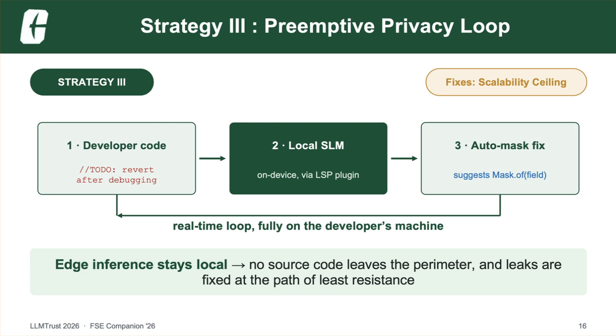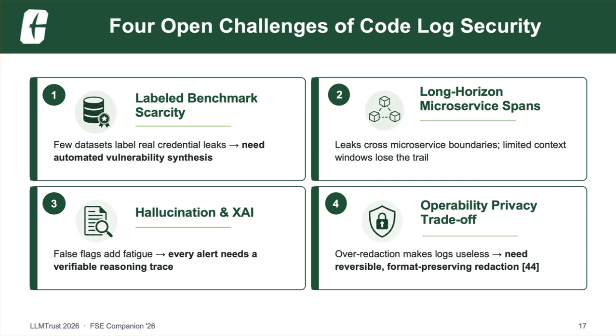And finally, strategy 3 implements a preemptive privacy loop through a local IDE plugin. A localized small language model flags leaks in real time on the developer's machine and automatically suggests masking fixes before code is committed. Now, moving forward, the field faces four open challenges: a lack of labeled benchmark datasets, tracking leaks across microservice boundaries, reducing model hallucinations, and finally, balancing privacy redaction against practical log usefulness.